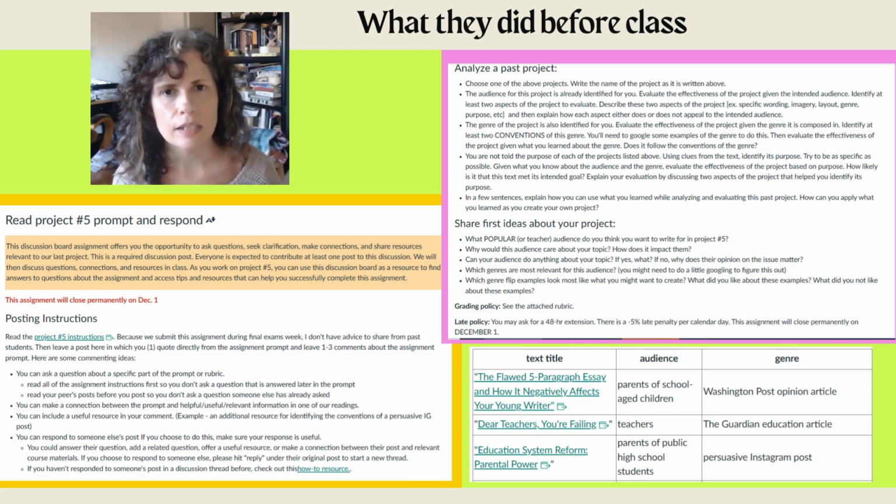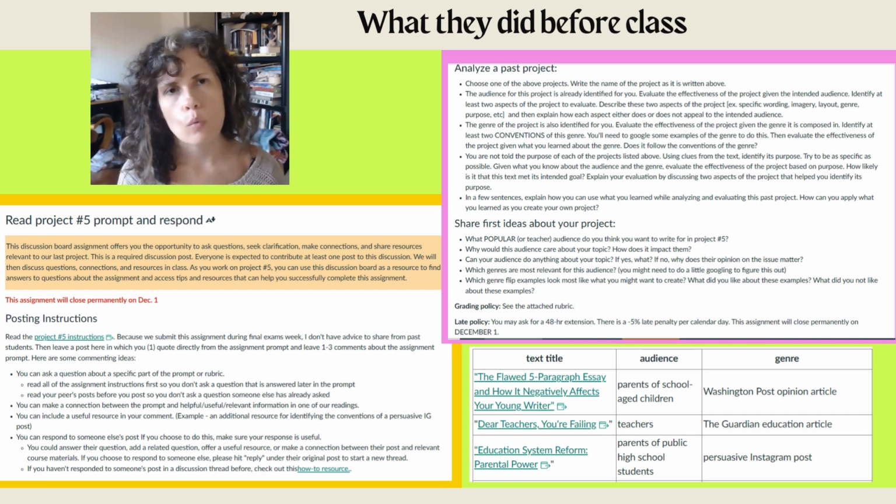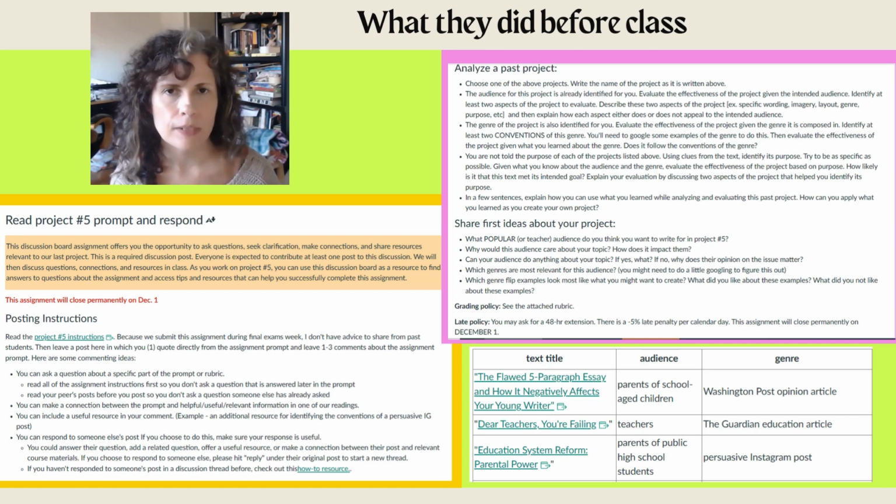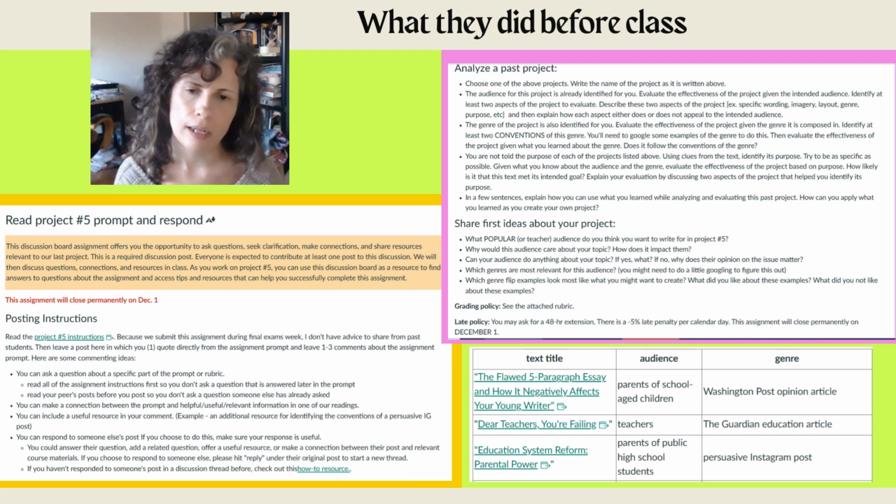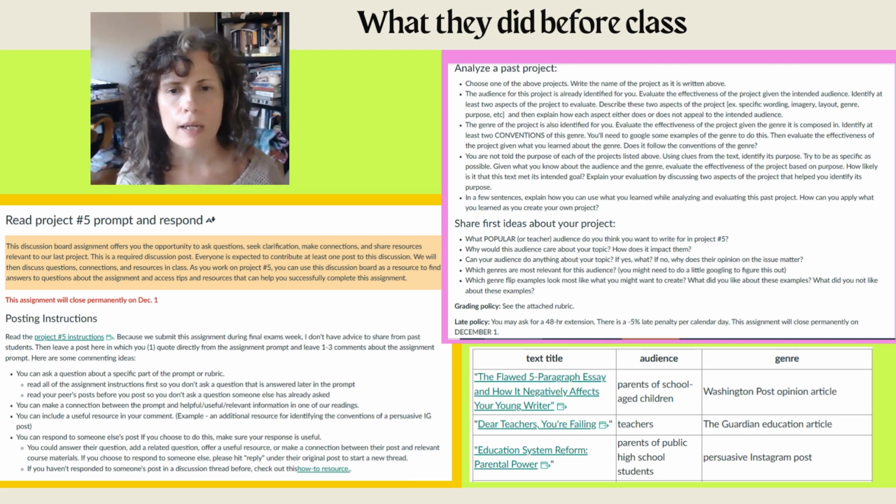The second thing that they do is analyze a past project and share first ideas. And for my classes that meet an hour and 15 minutes twice a week, I might actually split this into 2 assignments where I ask them to analyze a past post for the first class period and then share their ideas for the second class period. That's another way that I might split that up.